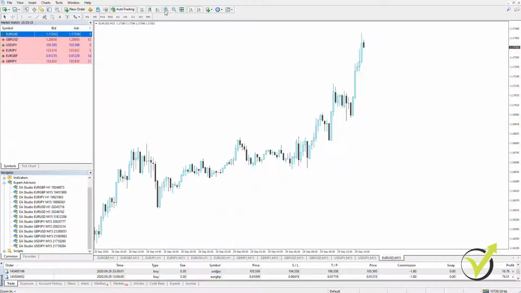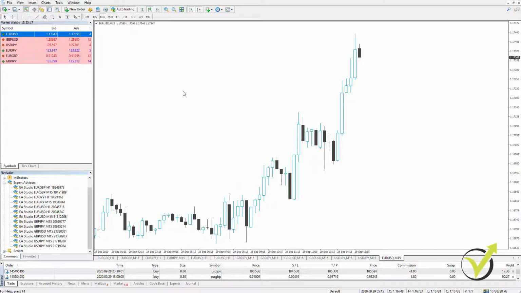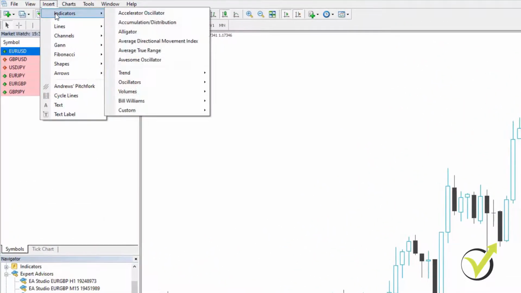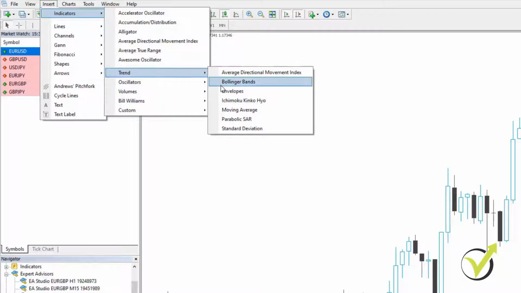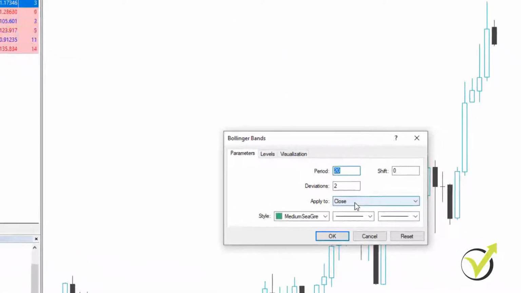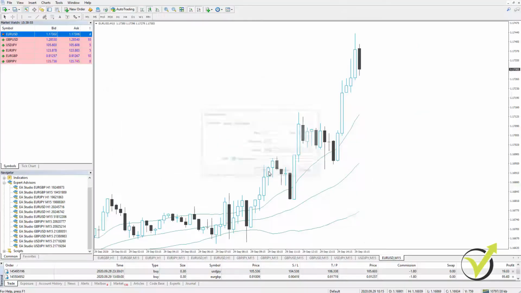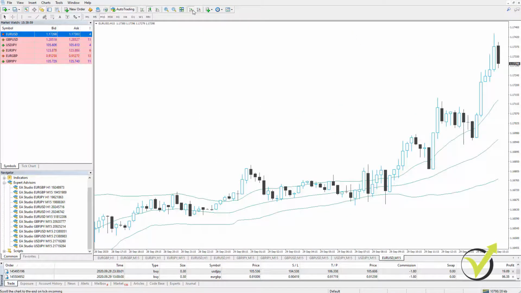Let me zoom the chart and I will place the indicators over it. I will go to insert and indicators. The first indicator that I will place is the Bollinger Bands. For this strategy we have period of 35 and we have deviation of 1.34. And I click on OK, you will see the indicator displayed on the chart.